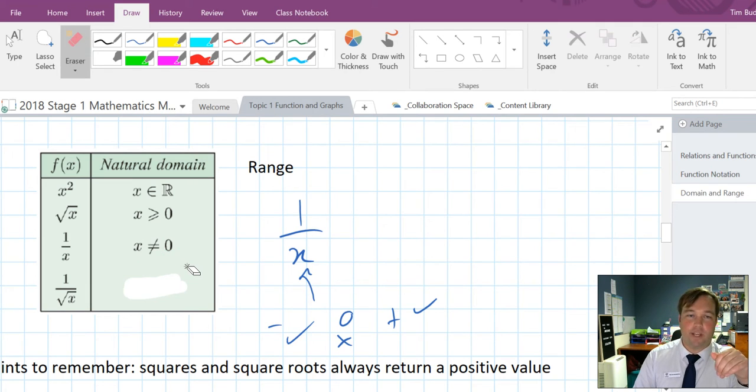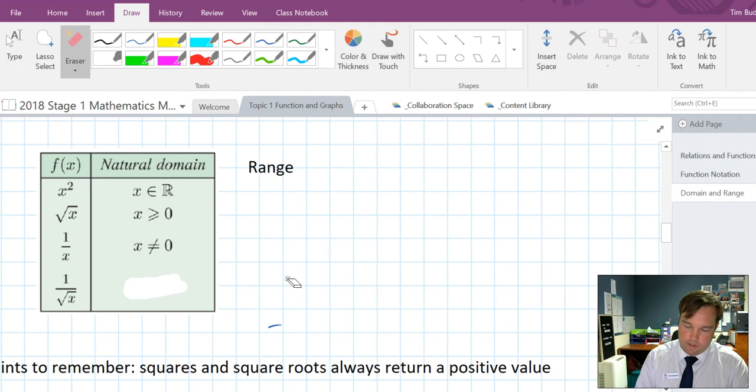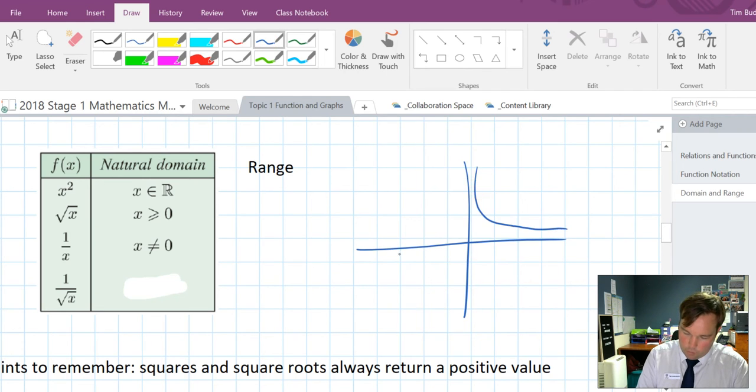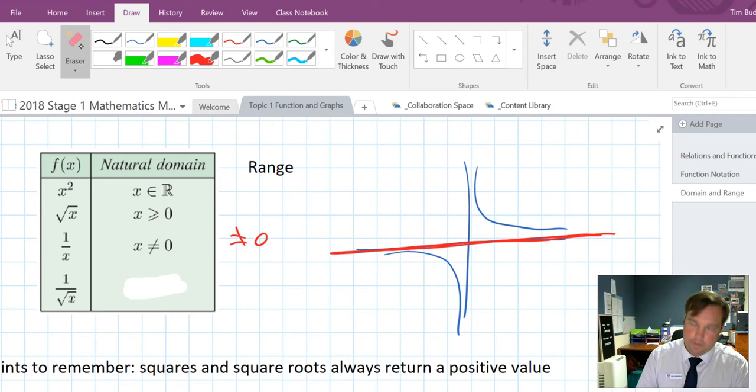So we just write, well, it can be anything, but x is not 0. Alright, given that x is not 0, what about the range? Well, this function here looks like this. You've probably seen that before. Note that anything's possible here, except f of x equal to 0 is the asymptote, so we would say it's also not equal to 0.